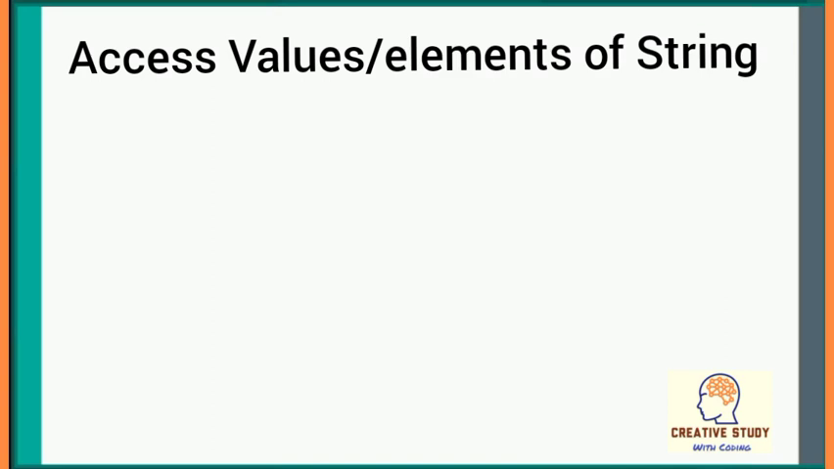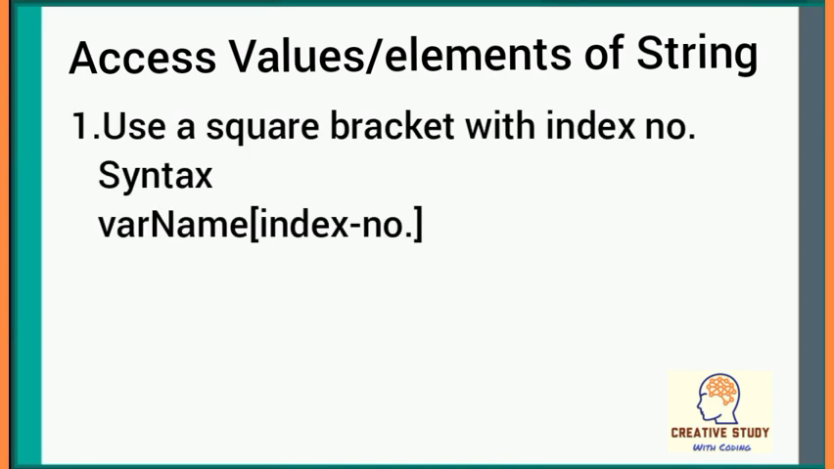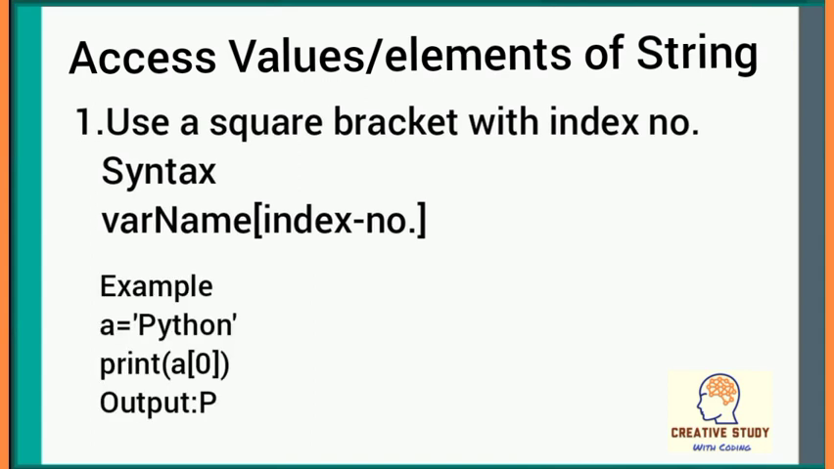Let's see how to access string values. We can access string values in many ways. First one is use a square bracket with index number to access the required element of the string. Let's consider an example. Here I have taken a string named Python and have assigned a variable named a and want to access first element of the string, which is P. So I will write a[0] along with print statement to get the required output.